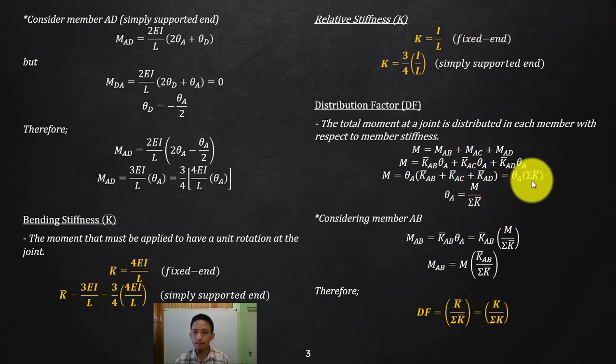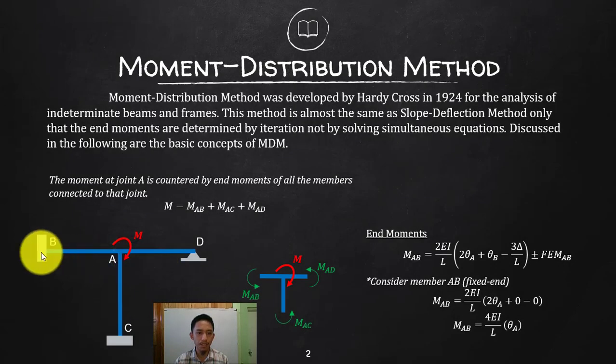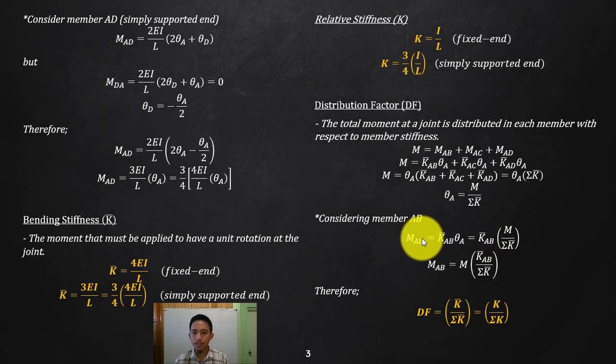So that is relative. If you want, you can use your moment is equal to, or let's say you can cross-multiply the summation of K bar. You will have theta A is equal to M over the summation of K bar. But again, you can say that theta A is M over the summation of K only. So if that's the case, then considering member AB, member AB again, fixed end, since theta A is M over the summation of K.